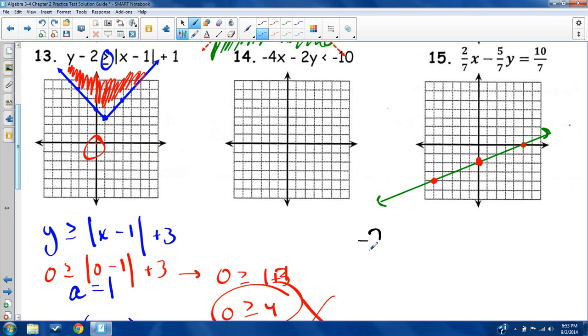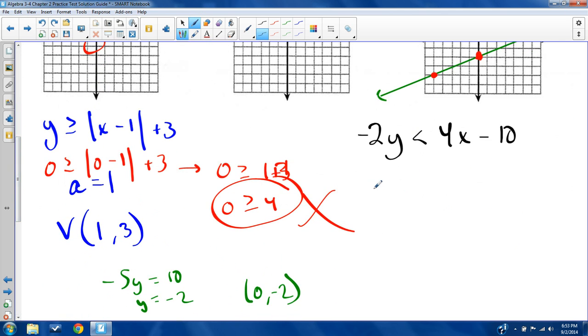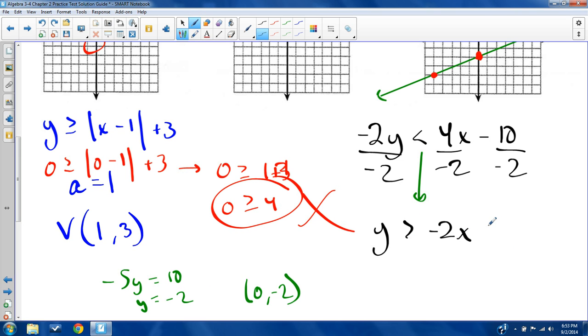Add 4x. Negative 2y is less than 4x minus 10. Divide by negative 2. When you divide by a negative, your inequality flips. This is a crucial part right here. You got to flip that guy. Not going to spend time explaining it. Take my word for it for now. This inequality flips. This will be y is greater than negative 2x plus 5.